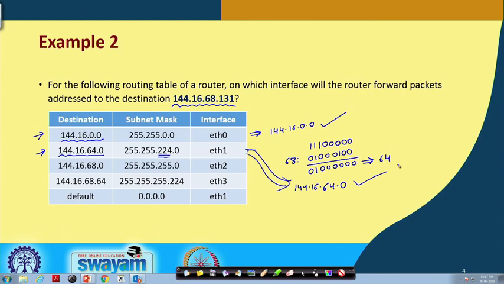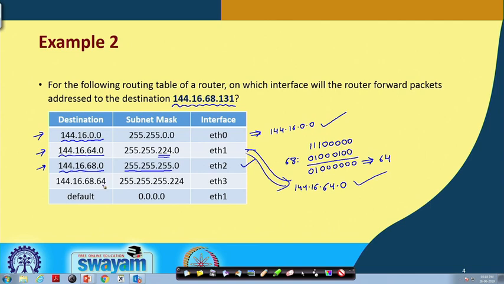Let us come to the third row, 255, 255, 255, all 3. So, the first 3, 144, 16, 68, will remain, the last one will become 0, which is the same as here. So, here also there will be a match. So, there is a match in all 3 rows of the table.